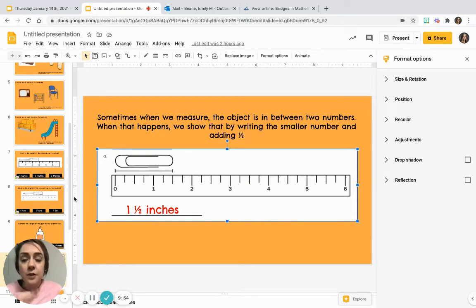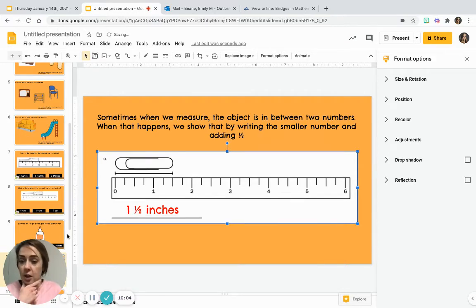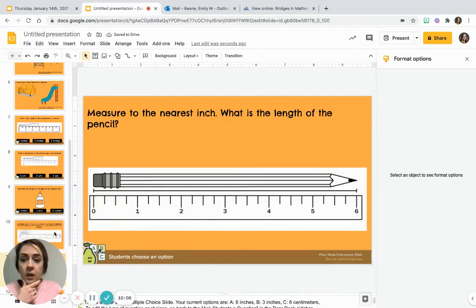So then on the next few slides, you're going to look and see, does it stop right at a number, or does it go halfway? And then you're going to practice. So let's look. Here I have a pencil, and it looks like it stops right at the 6. So this one would be 6 inches.